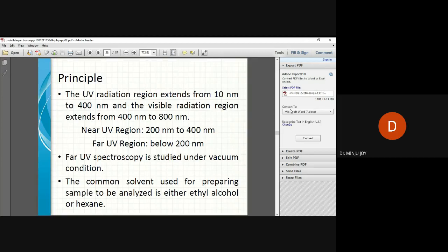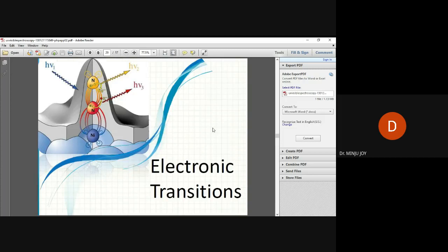The common solvent used for preparing the sample to be analyzed is either ethyl alcohol or hexane. Usually, we use ethyl alcohol or hexane because they do not have any other functional groups, so they won't interfere with the compound's functional groups or its UV values.